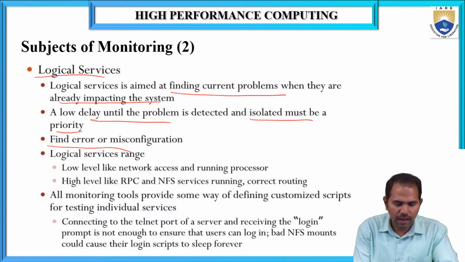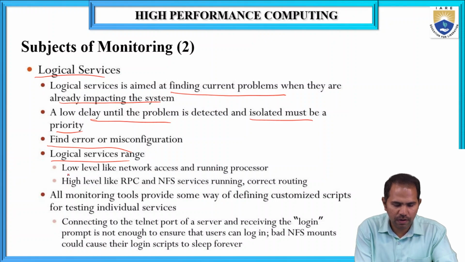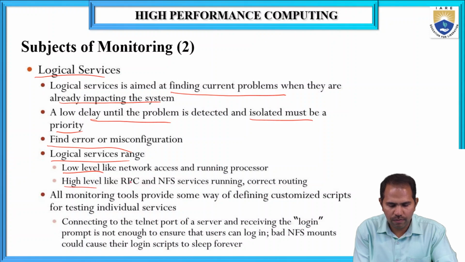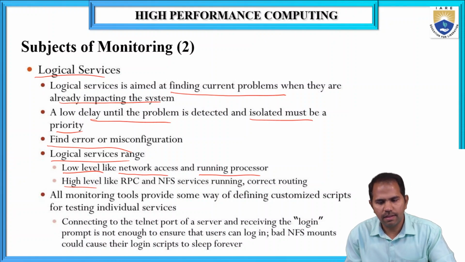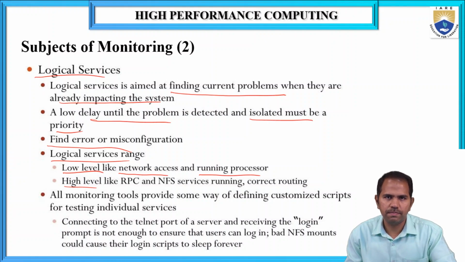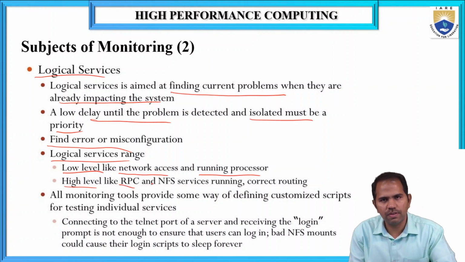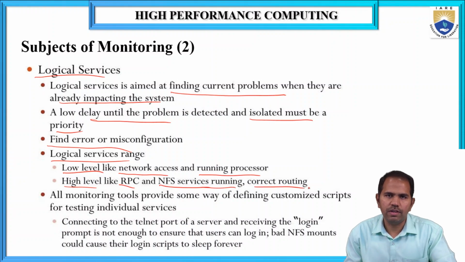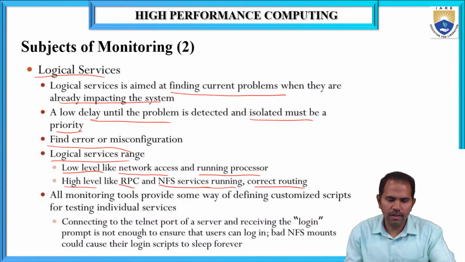And the next thing is logical service ranges. What is the range for logical services? It has to be focused on two things: low level and high level. Low level will focus on the network access and running processes. So that has to be pointed at network accesses and running processes. And high level will focus on RPC, remote procedure calls, NFS services running, and correct routing. So these are the logical service ranges, focused on low level and high level.